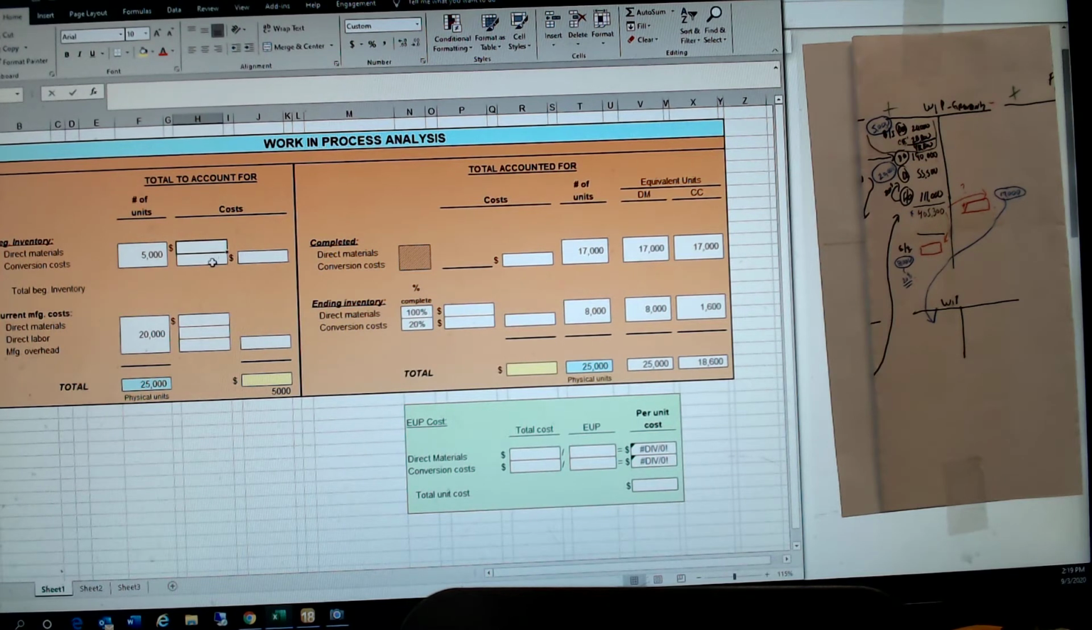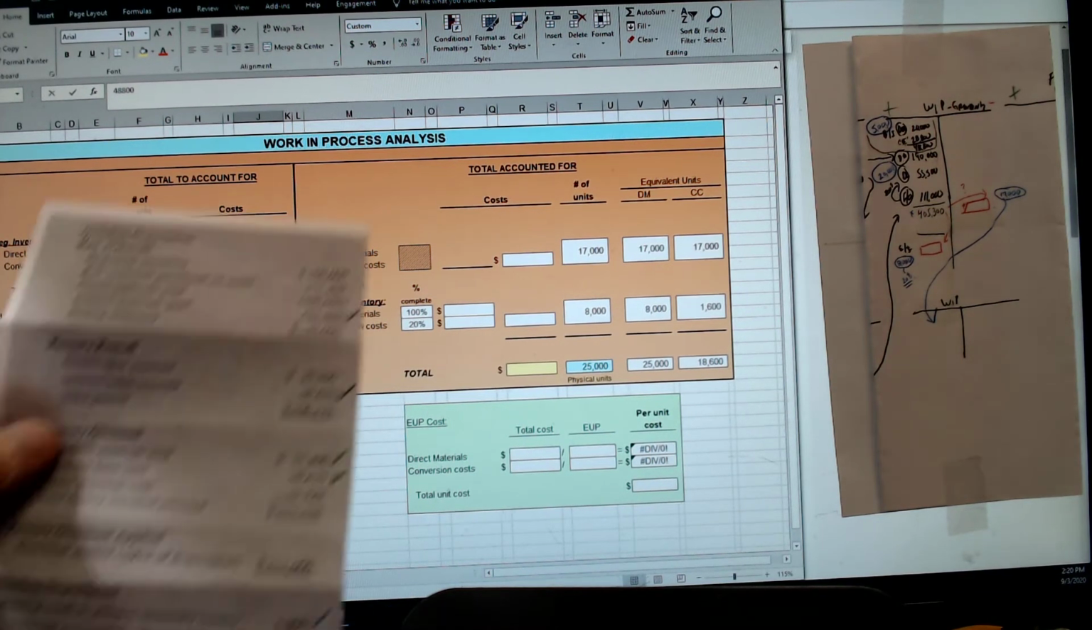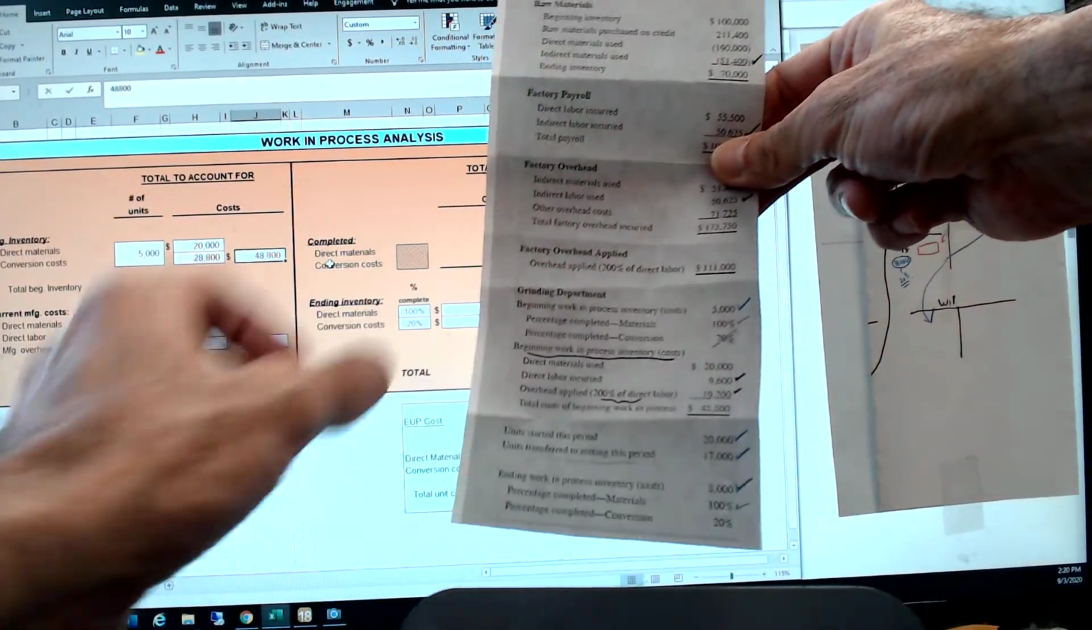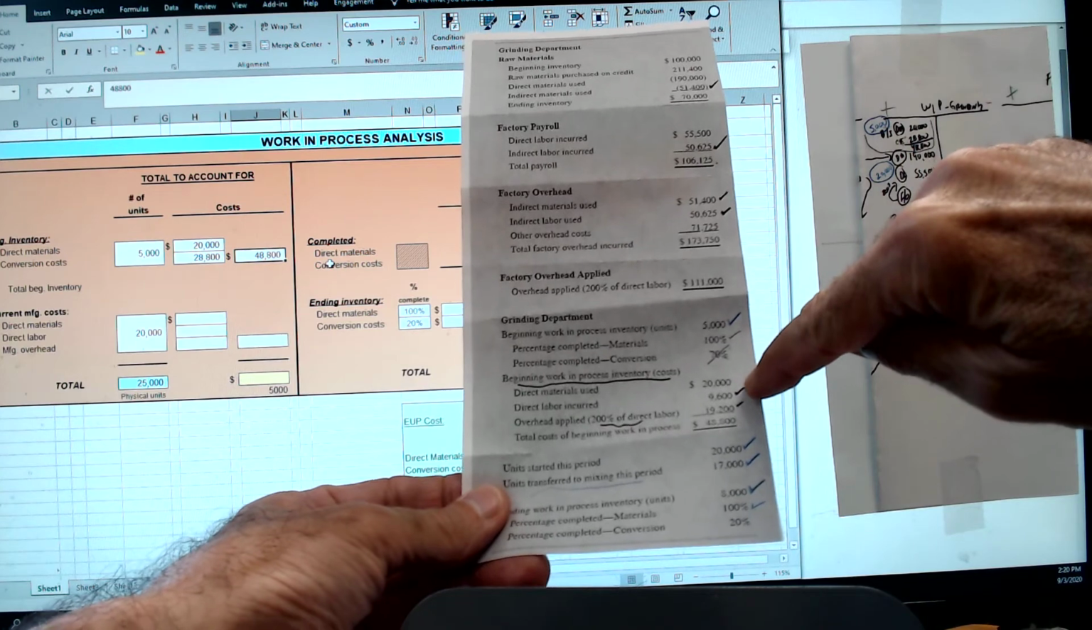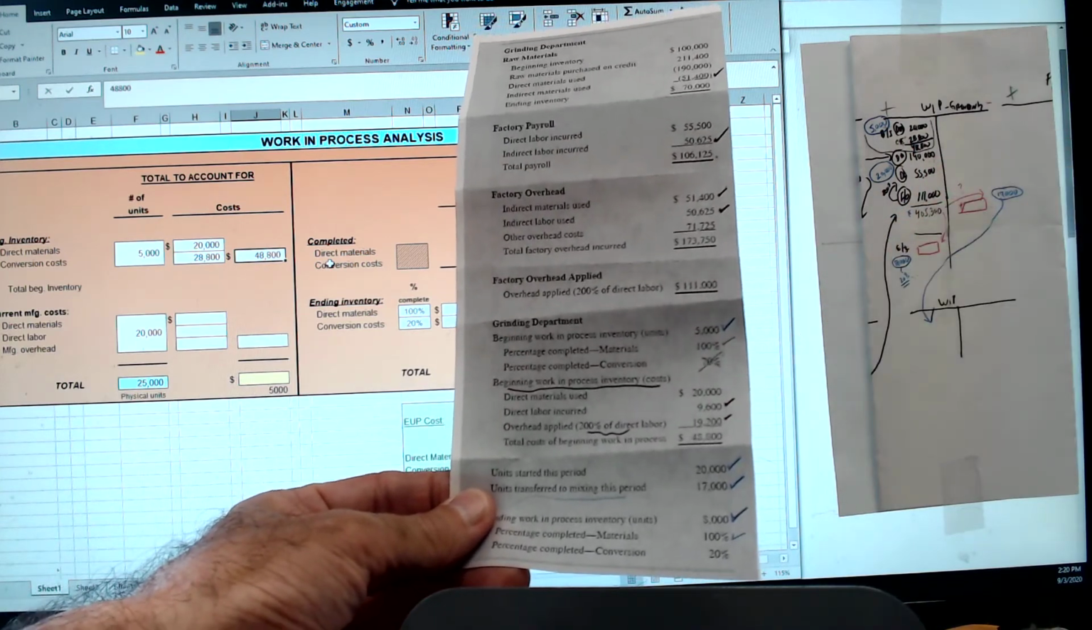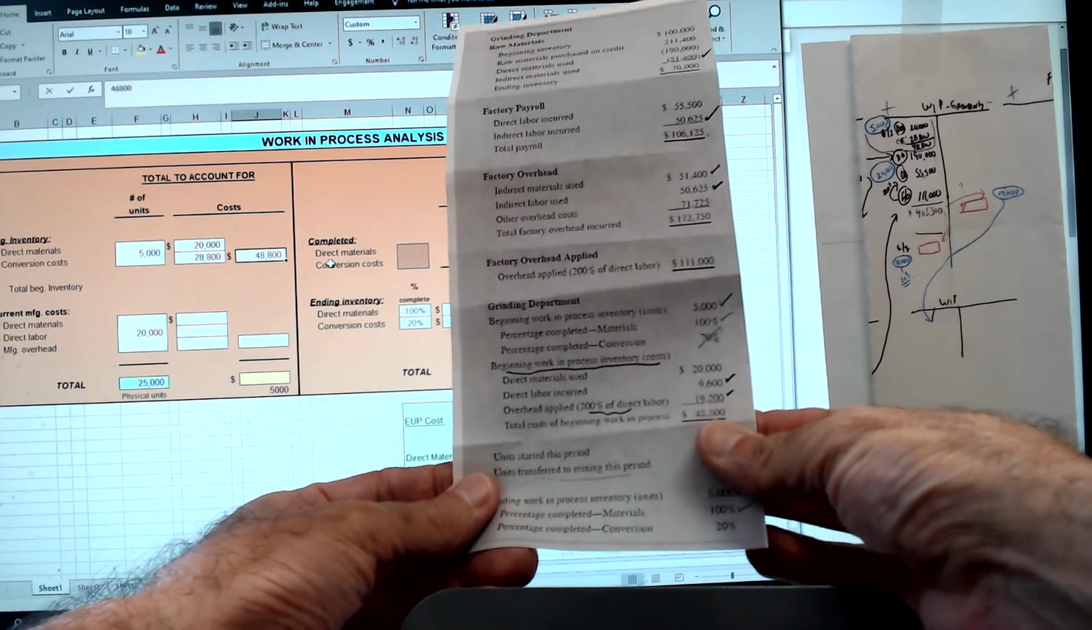Now third, let's drop in the costs, and those costs are the very same costs that I have right here. Beginning inventory had direct materials of 20,000, and it had indirect or conversion costs, and they gave it to us in labor and overhead, but we don't necessarily need to have that. Total beginning inventory was 48,800. And that's what it said right here in the problem. Direct materials were 20,000. Conversion costs were 28,800 for a total of 48,800.